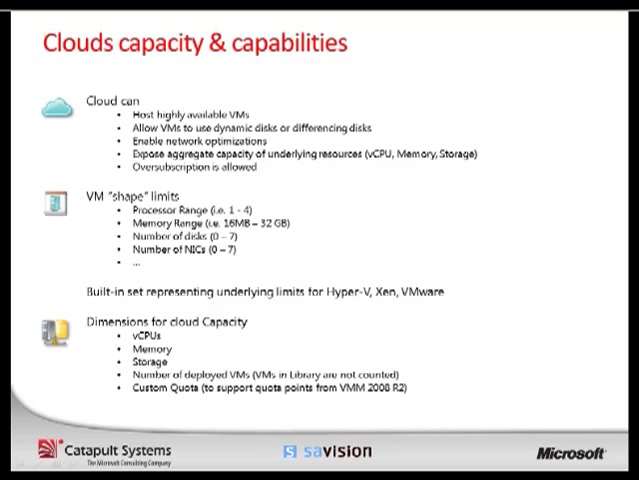VMM allows you to shape the range for processors, disks, networks, everything. As you can see, you can shape the limits, and it allows you to basically do more within the limits of your virtual environment. Some of the dimensions you can manage: virtual CPUs, memory, storage, number of deployed virtual machines, and you can also have some quotas to support quota points as in Virtual Machine Manager 2008 R2.